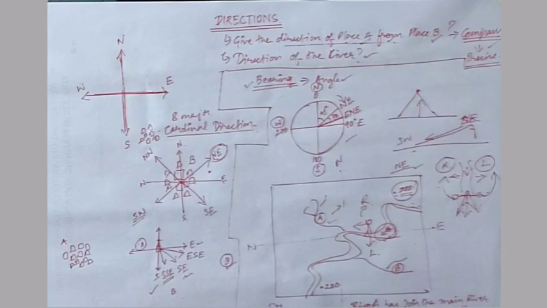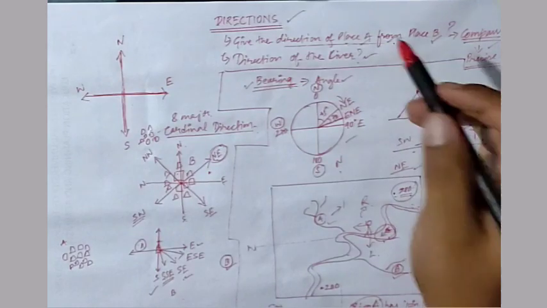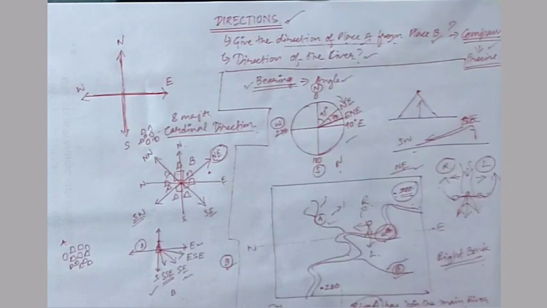So the answer will be: river A has joined the main river on the right bank of the river. In case river B was asked, then river B would have joined on the left bank of the river. Understood? So those are the things which particularly come from the topic direction in the board exams also. Students, these are the questions which generally come from the topic directions.